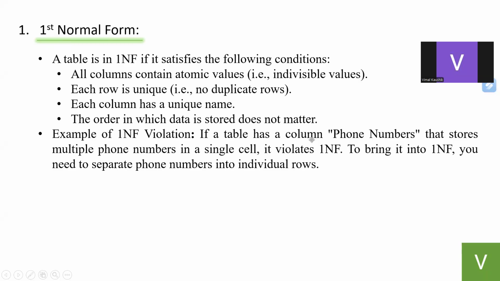If a table has a column phone numbers, a person can have multiple phone numbers, which violates the first normal form. In first normal form, all columns must contain only atomic values. Means a person should have only a single phone number, a single value, to satisfy the first normal form. Having multiple phone numbers violates the first normal form. So this is about first normal form.